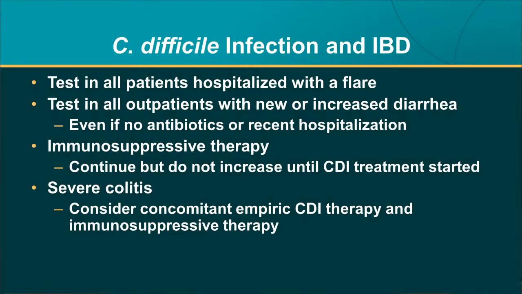And you probably want to continue immunosuppressive therapy, but maybe not increase it until the C. diff is controlled. And for patients with severe colitis who present initially, who may have both, it probably makes sense to do a combination of both therapies at the same time if you don't have your C. diff diagnosis right away.